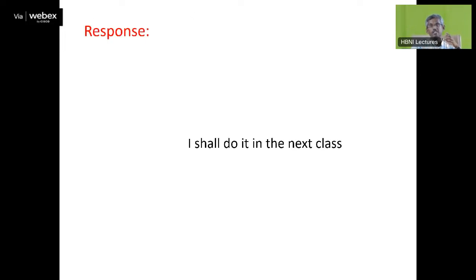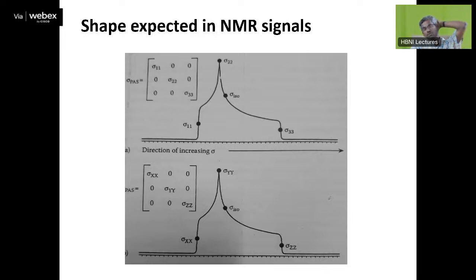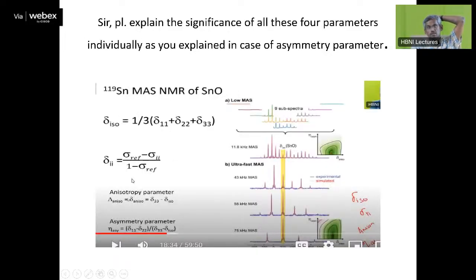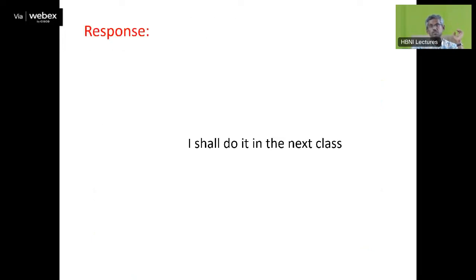So that is why I have written that I shall do it in the next class. This is what I want to convey to you: the anisotropy parameter is always expressed with respect to sigma 33 minus sigma iso, and the eta symmetry is given by delta 11 minus delta. If it is 0, then we have a perfectly symmetric, axially symmetric system.